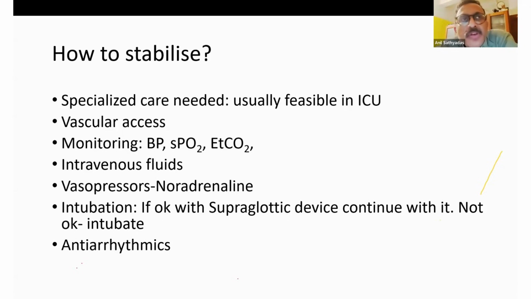And most of the time you convert to endotracheal intubation. Even if the patient was not intubated till now, you have to intubate. With a supraglottic airway device, it might be difficult to ventilate patients with the LMA. Most of the time, you would convert to an endotracheal tube. And if the patient just recovered from VF or pulseless VT, you might think of continuing your amiodarone and things like that.